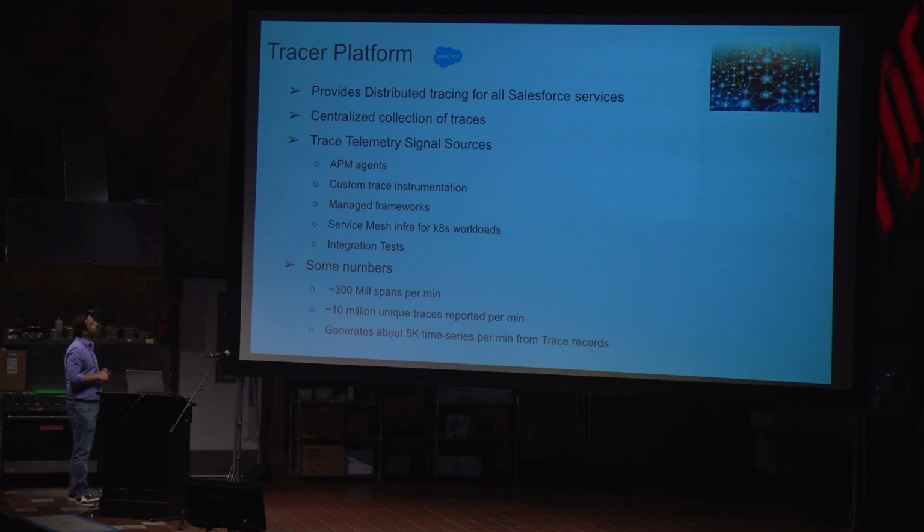If you look at the different kinds of telemetry signals that we collect, we collect trace signals from the APM agent. We have custom trace instrumentation for steel thread use cases that are often revenue impacting. We have managed frameworks where tracing is always enabled, and our mesh infrastructure is always enabled with traces with 1% sampling, and especially useful for our applications working on Kubernetes workloads.